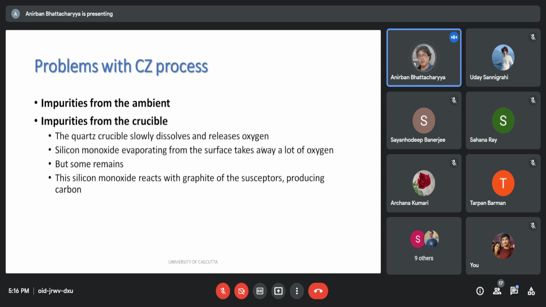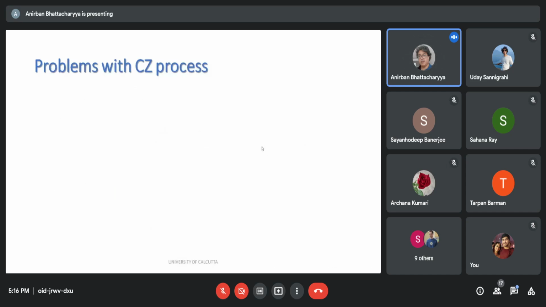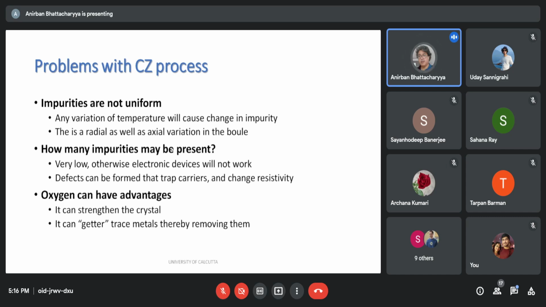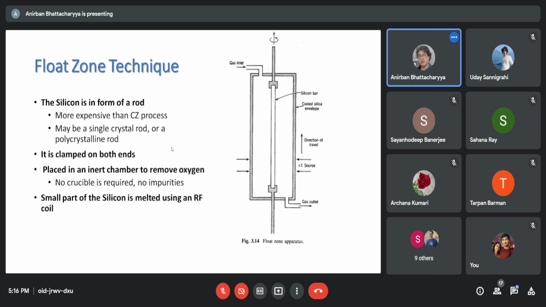So in order to get rid of that, and see, the impurities are not uniform. Also, impurities must be very low, otherwise electronic devices will not work. So we have to get rid of all of these impurities, otherwise this wafer will not be useful. So the next step is called the float zone process.